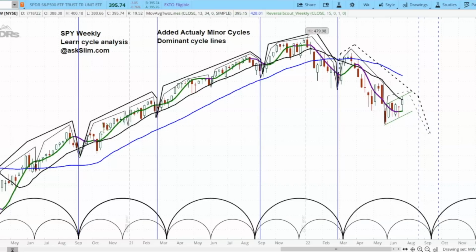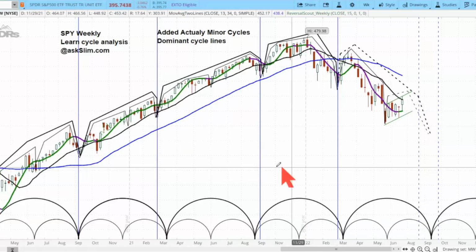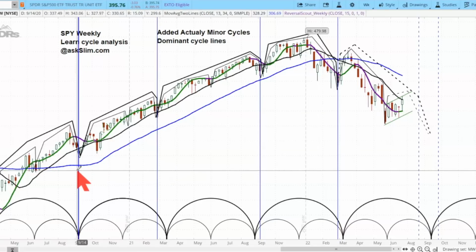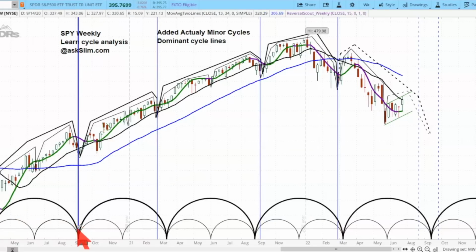And now you can see I've added in the minor cycles in here, which are the 13-week cycles on the chart, and you can see how they resolve themselves, and also added in these vertical cycle lines, which are the actual points that the cycle bottomed. So you can see in here this was pretty perfect.